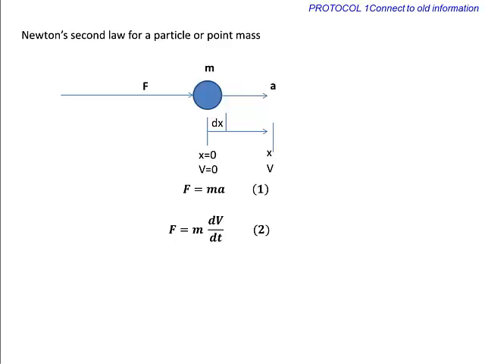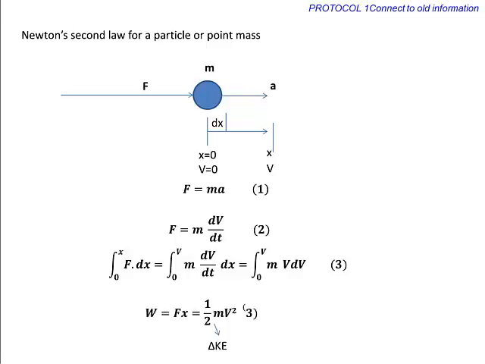Imagine that the particle is moving from rest through a distance, x, and reaches velocity, v, by the application of this force. Equation 2 can be used to find the work done by the force. We can see that the work done is equal to the change in kinetic energy of the body.